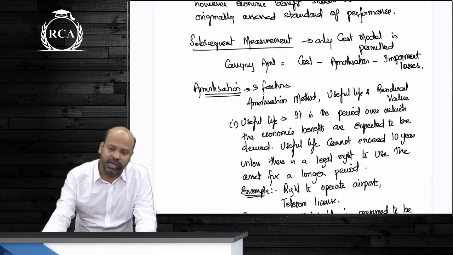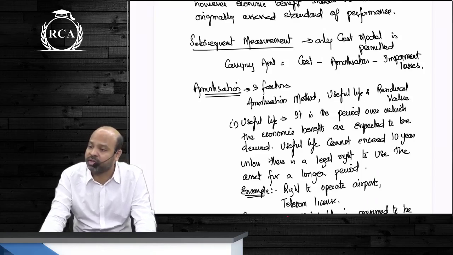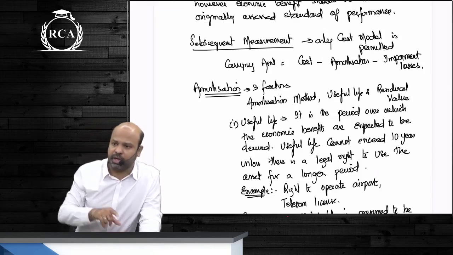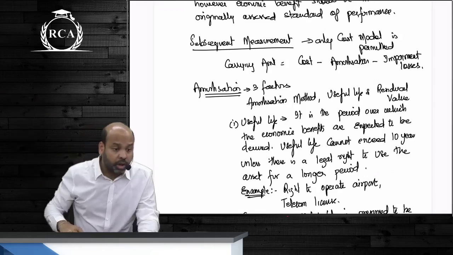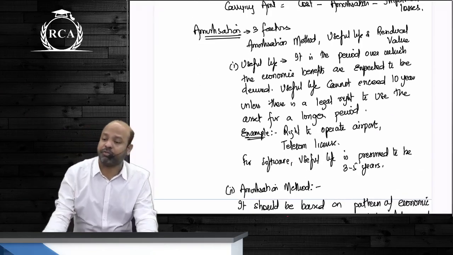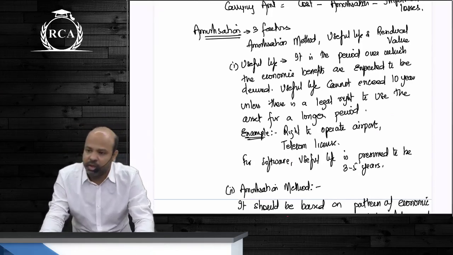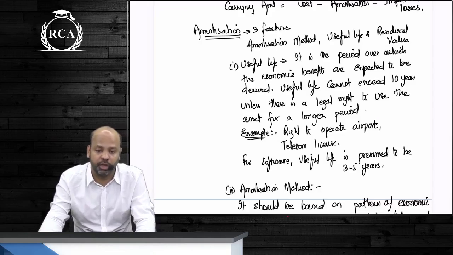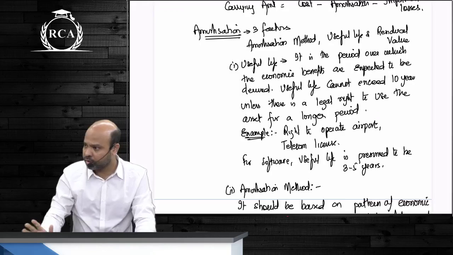Subsequent measurement. Once the asset is capitalized, as on the balance sheet date, an asset will be reported net of amortization, net of impairment losses if any. Amortization is covered under this standard, impairment is covered under accounting standard 28. We'll talk about impairment there. Like how you have depreciation in respect of tangible assets, we have amortization in respect of intangible assets. There are three important factors that will determine the amount of amortization. You have residual value, useful life, amortization method. Besides that, cost, we have already covered cost.